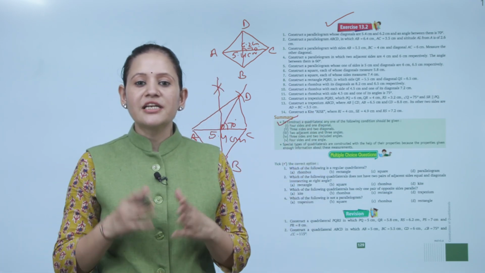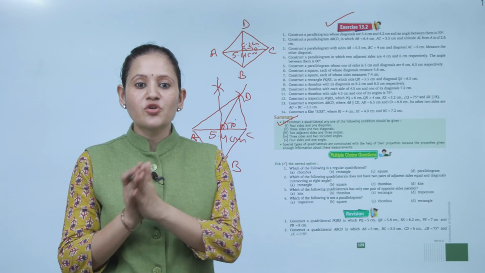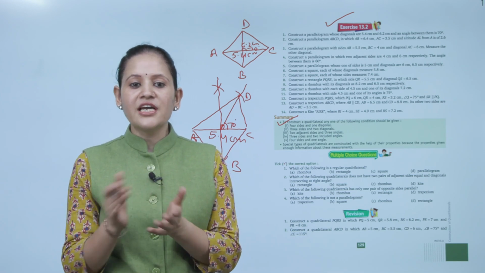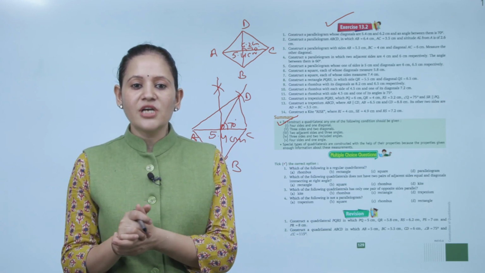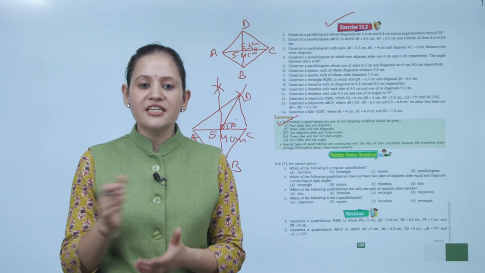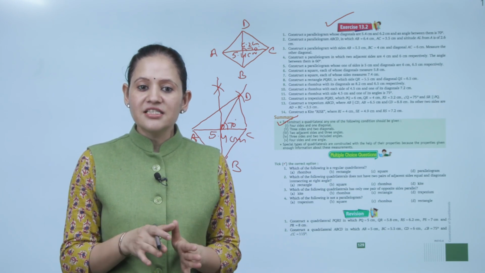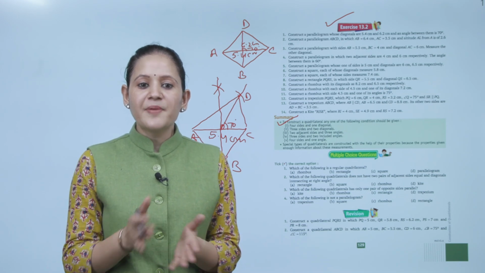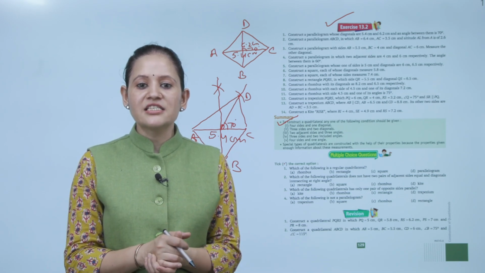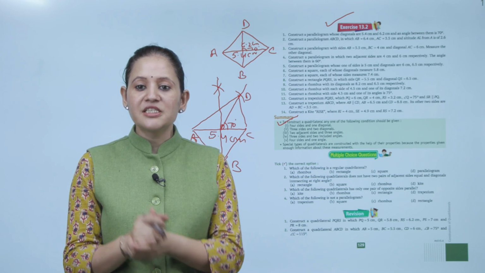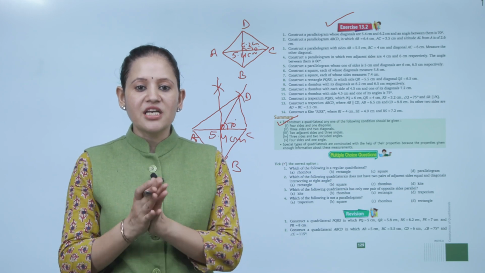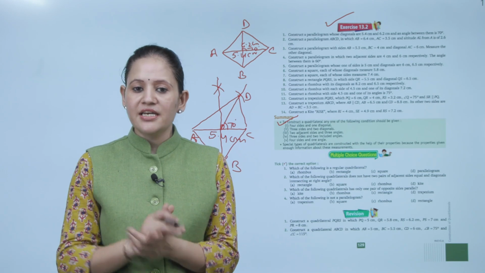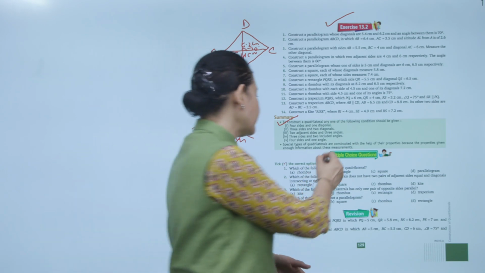To construct a quadrilateral, any one of the following conditions should be given: 4 sides and 1 diagonal, 3 sides and 2 diagonals, 2 adjacent sides and 3 angles, 3 sides and 2 included angles, 4 sides and 1 angle. Special types of quadrilaterals are constructed with the help of their properties because the properties give enough information about the measurement. Next is multiple choice question.